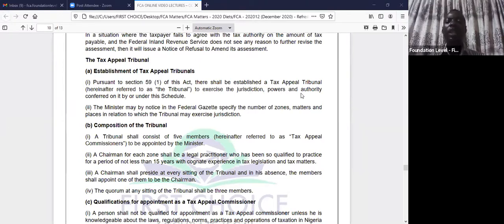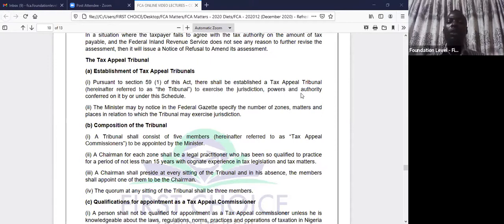Okay? The chairman will preside at each sitting. And in his absence, any member shall be appointed to preside at the tax appeal tribunal. So if there are 5 people, it means that if any situation needs to be voted for and against, the chairman's vote will cut the tie. When there are 4 votes, 2 in favor, 2 against, the chairman's vote will cut the tie.